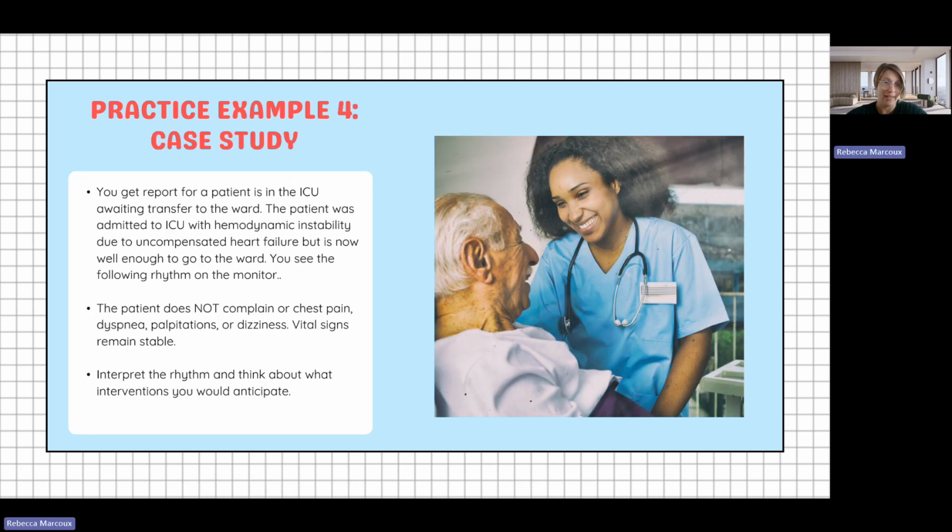Our next case study: you get report for a patient in the ICU awaiting transfer to the ward. The patient was admitted to the ICU with hemodynamic instability due to uncompensated heart failure, but is now well enough to go to the ward. You see the following rhythm on the monitor. The patient does not complain of chest pain, dyspnea, palpitations, or dizziness, and his vital signs are stable. So interpret the rhythm and think about what interventions you would anticipate.